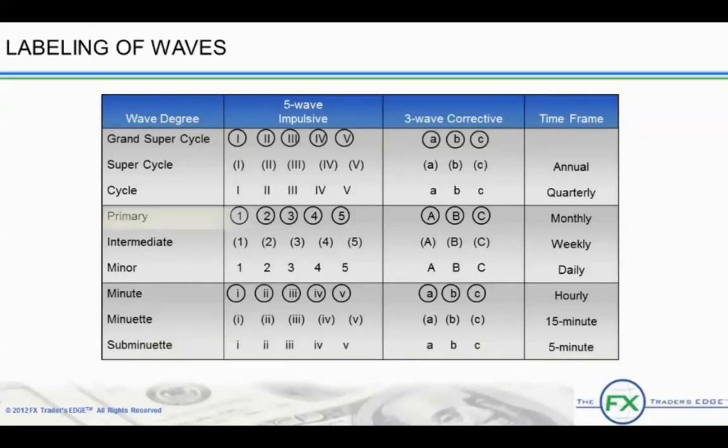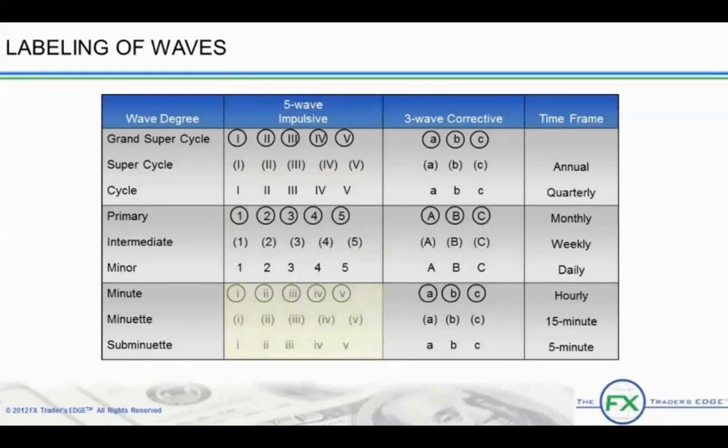For example, primary waves subdivide into intermediate waves, which subdivide into minor waves. Robert Prechter, in the Elliott Wave Principle, took Elliott's wave degrees and standardized a sequence of labels involving numbers and letters. He also added degrees as necessary. The numbers label the impulse waves and the letters label the corrective waves. The impulse waves alternate between Roman numerals and Arabic numerals.